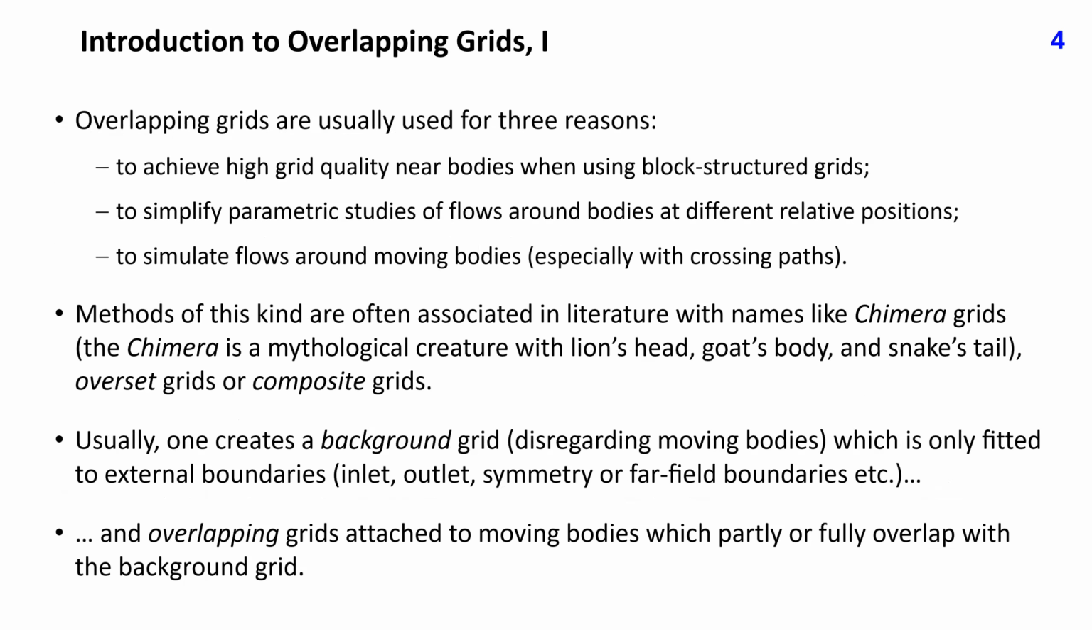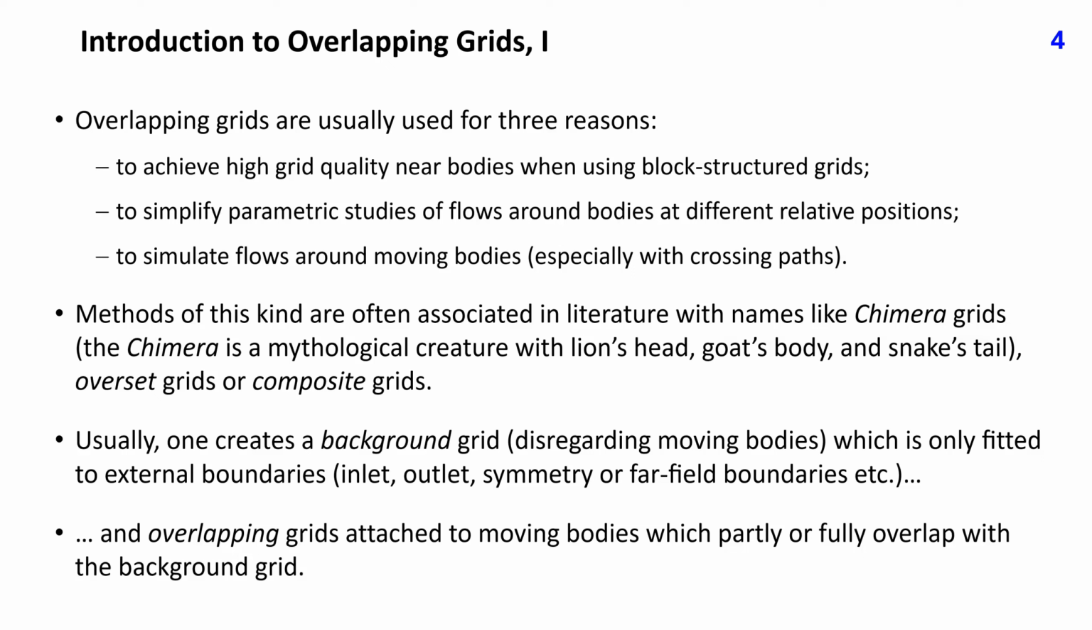Overlapping grids in different flavors have been used by many researchers since the early days of CFD. More recently, they became available as an option in commercial and public CFD software, where they are usually used for three reasons: to achieve high grid quality near bodies when using block-structured grids, to simplify parametric studies of flows around bodies at different relative positions, and to simulate flows around moving bodies, especially with crossing paths.